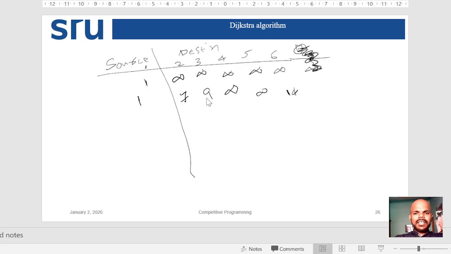So that's why I written 1 to 2 is a 7, 1 to 3 is a 9, 1 to 4 is infinite, 1 to 5 is infinite, 1 to 6 is a 14 I written, right. So now our 7, 9, infinite, 8 and 14. So which is a minimum? 7 is a minimum. So pick the 7.